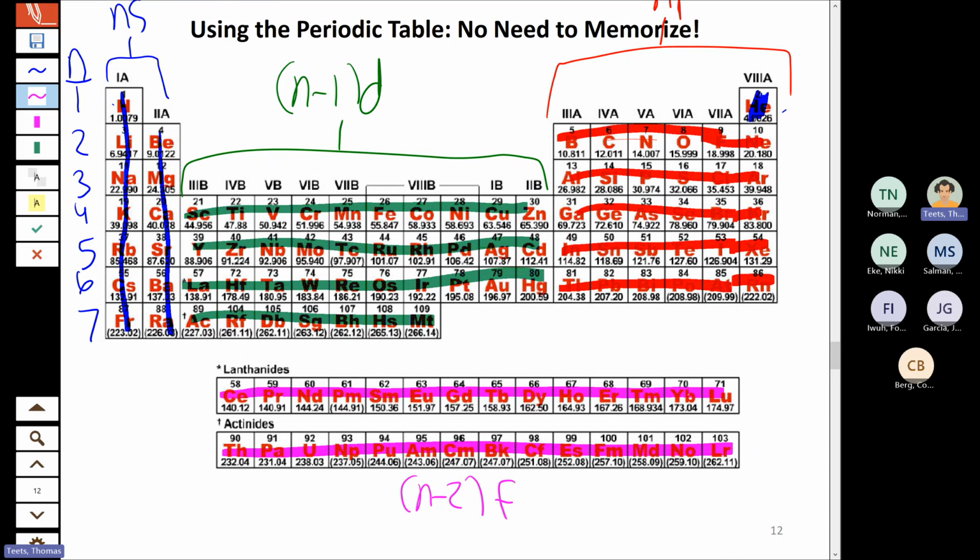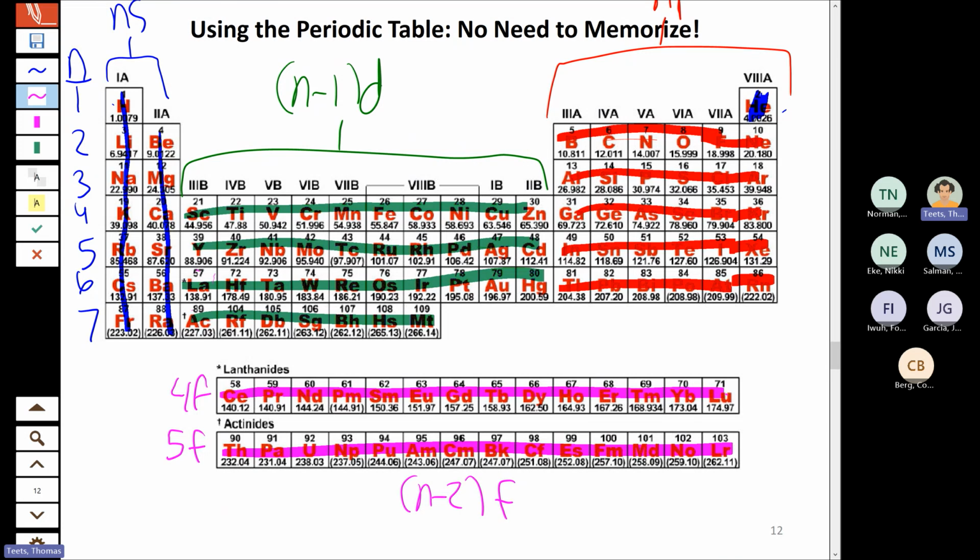So this row here, the first of these two, should go in between 57 and 72 in the sixth row of the periodic table. This one here goes in the seventh row of the periodic table where there's a gap between 89 and 104. It would go there. This is (n-2)F. So this one comes from the sixth row, so it's the 4F block. This one comes from the seventh row, so it's the 5F block.